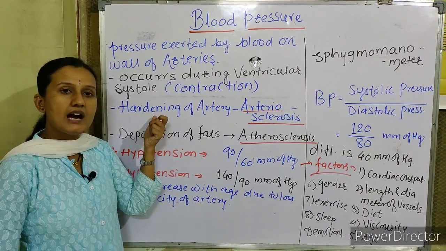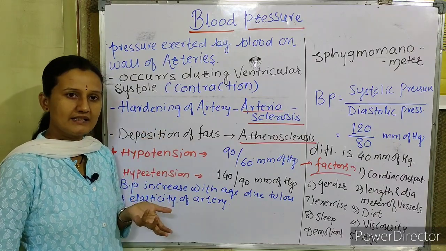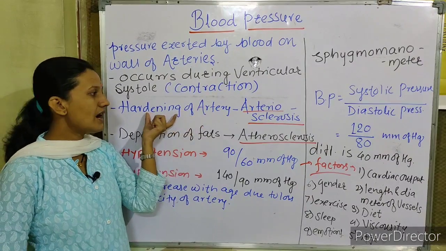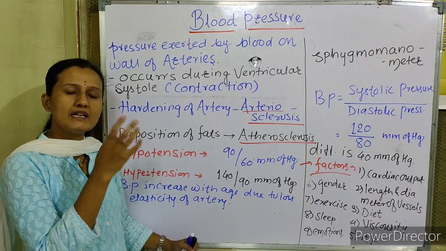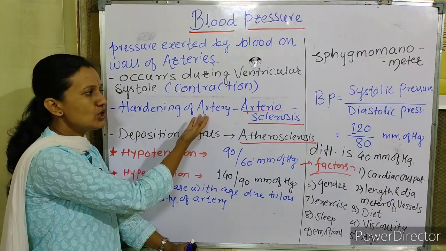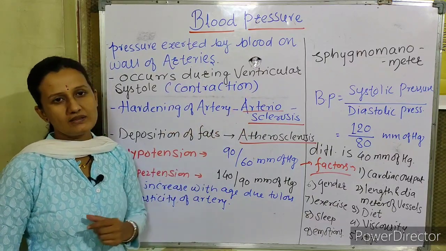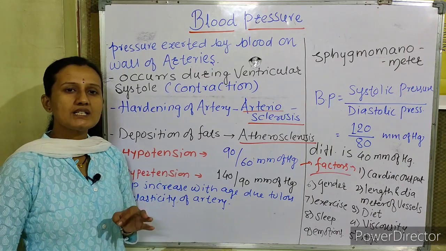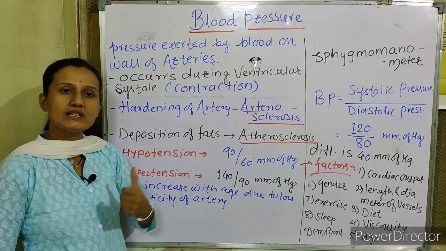But when the artery gets hardened, it loses its elasticity. कडक होते artery म्हणजे तिची नॉर्मल कॅपॅसिटी आहे इलास्टिसिटीची कॉन्ट्रॅक्ट आणि रिलॅक्स करण्याची, ती लॉस होते, and that term is called arteriosclerosis. Arteriosclerosis means loss of elasticity of artery or hardening of artery.